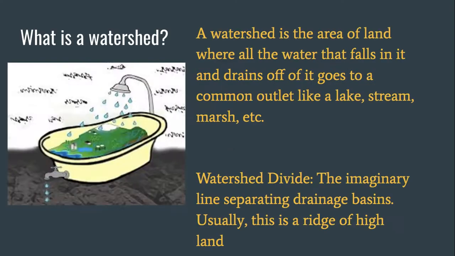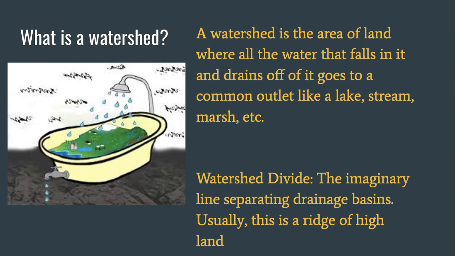Okay, so let's start on slide 2 with what is a watershed. So here we have our definition in yellow. A watershed is an area where all the water that falls in it drains off and goes to a common outlet like a lake, stream, or marsh. All right, so watershed, an area of land that water falls on and drains to a common outlet.